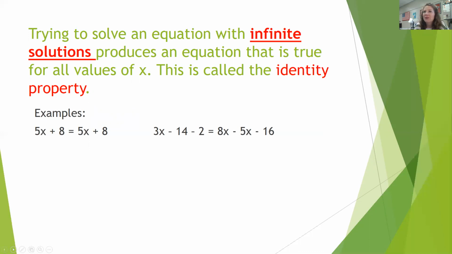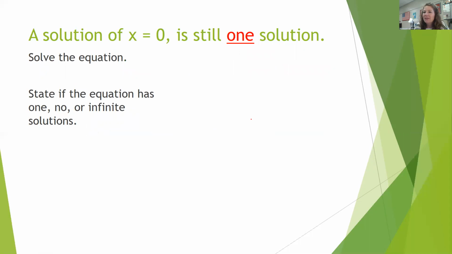So look at the first example, 5x plus 8 is equal to 5x plus 8. Well, do you notice those two expressions match perfectly? 5x plus 8 is equal to 5x plus 8. Well, let's pretend for a second I didn't realize.